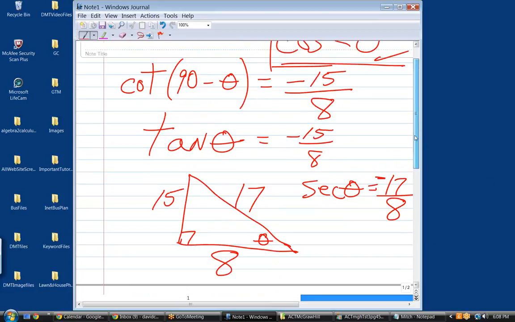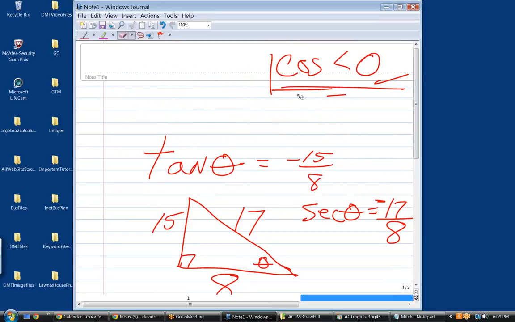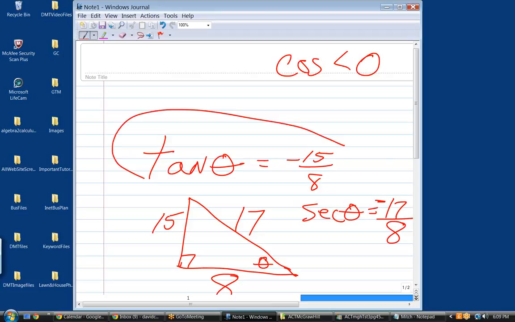That's a pretty good problem because it expands a little bit on your traditional problem. In other words, traditionally, they would have skipped that step right there. The classic trig problem would be tangent of theta is minus 15 over 8, cosine is less than 0, what's the secant of theta? And this would have allowed you to dimension two of the three sides of the triangle. Pythagorean theorem always allows you to dimension the third side.